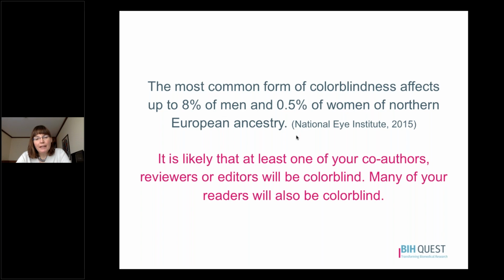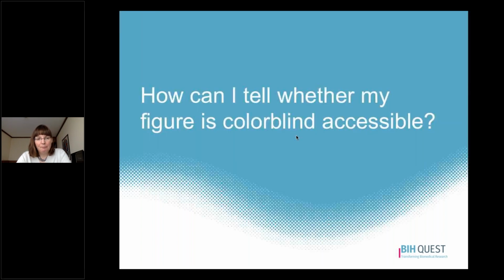And so if you think about all of the people that your paper has to go through before it gets published, you think about your co-authors, your reviewers, your editors, all of these people, once you add them all together, it's likely that at least one person in that group is going to be colorblind. And by the time it gets to your readers, absolutely, there will be many of them that are affected by colorblindness and are unable to understand your data because of the way that you've chosen to present it. So what can we do to fix this problem?